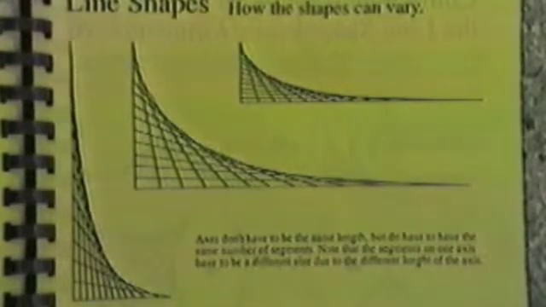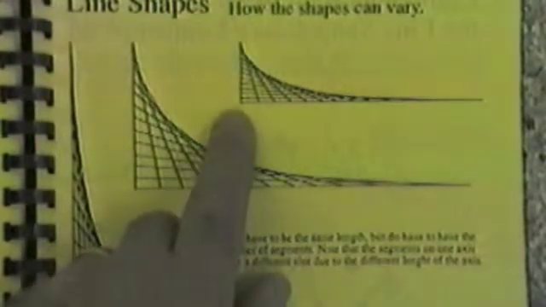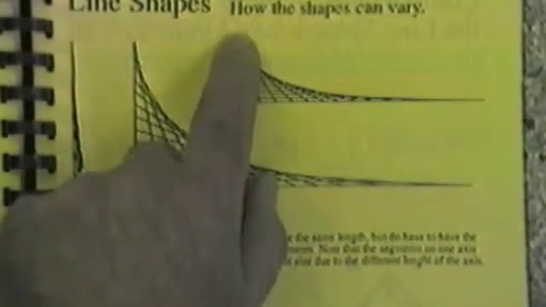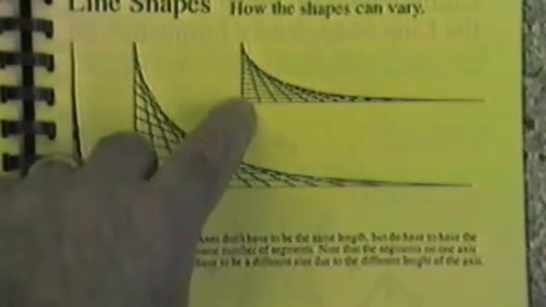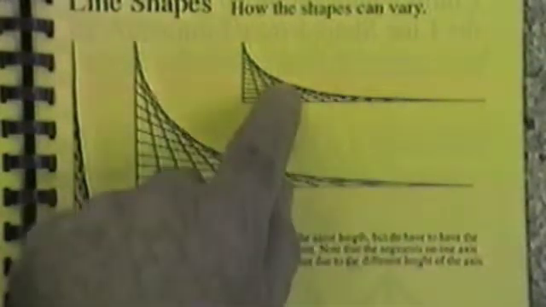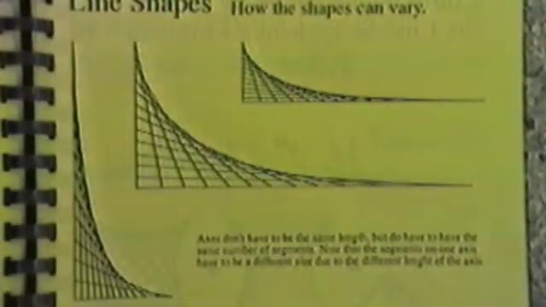Line shapes can vary greatly. Here you see three examples in which one axis is longer or shorter than the other. This is possible because each axis has the same number of segments. Obviously, the segments on the short axis have to be closer together than those on the long axis to have the same number on both axes.